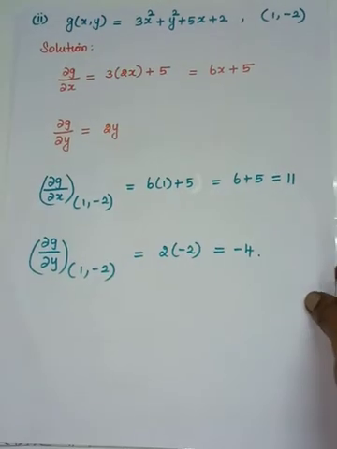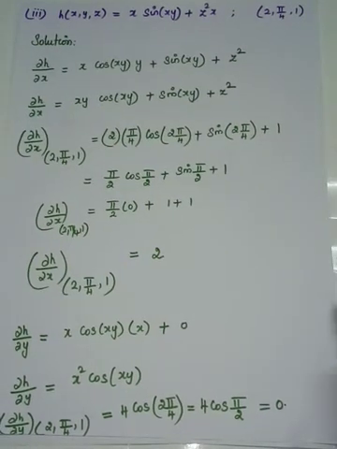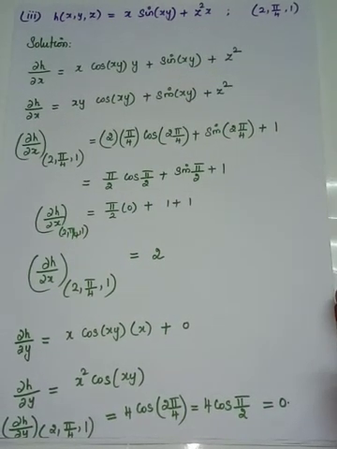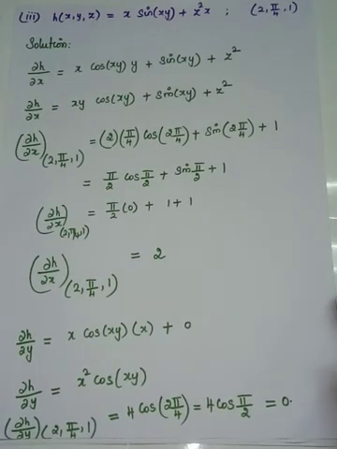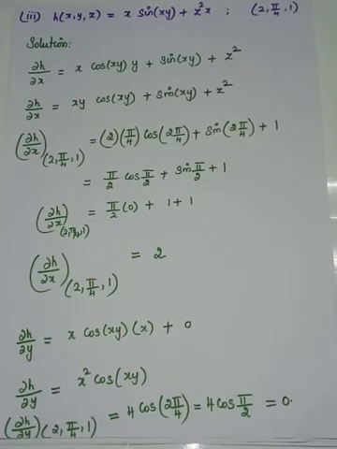Okay, come to the third subdivision. So what is it? It is h of x comma y comma z, that is equal to x sin xy plus z squared x. The point is 2 comma pi by 4 comma 1. Okay, so see now, h is a function of x, y and z. So we can write 3 partial derivatives. What is the first one? ∂h/∂x. Okay, the next one, ∂h/∂y. The third one, ∂h/∂z.